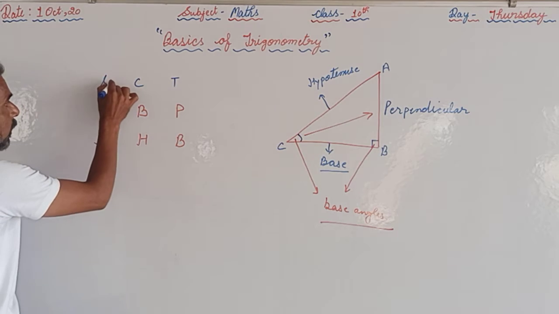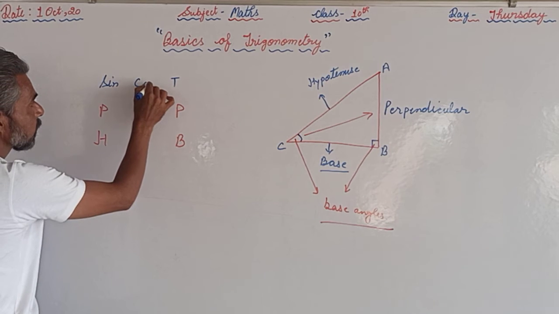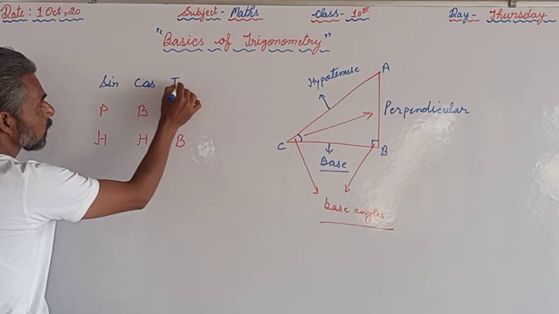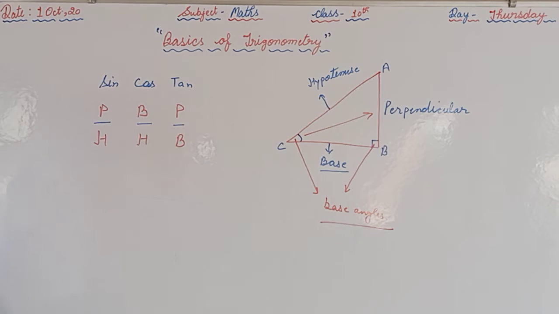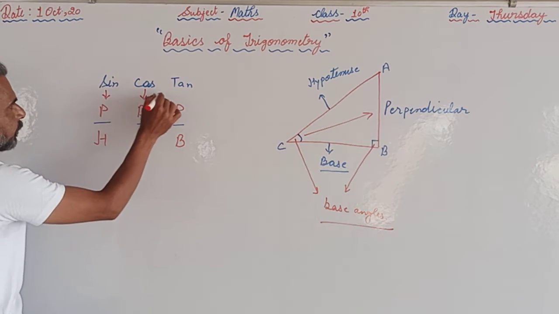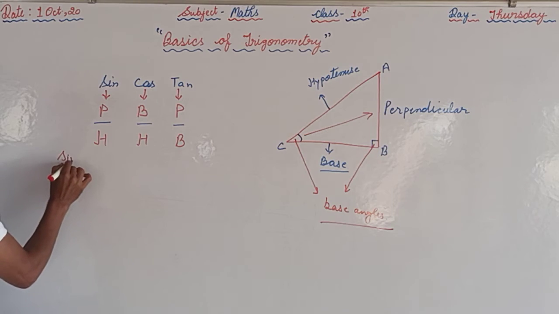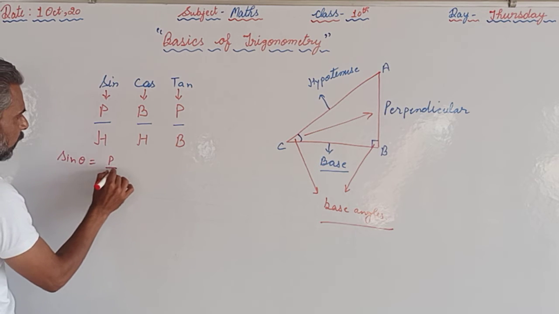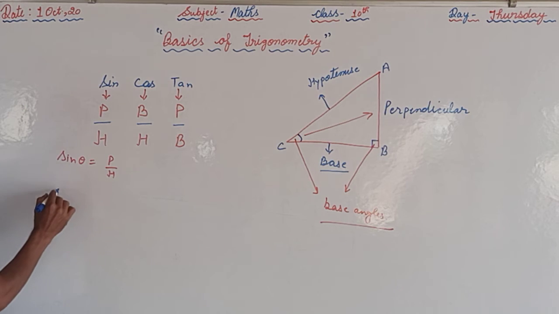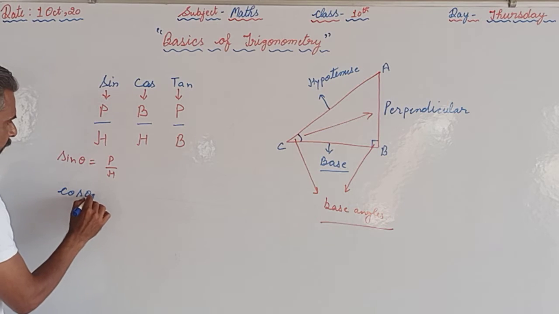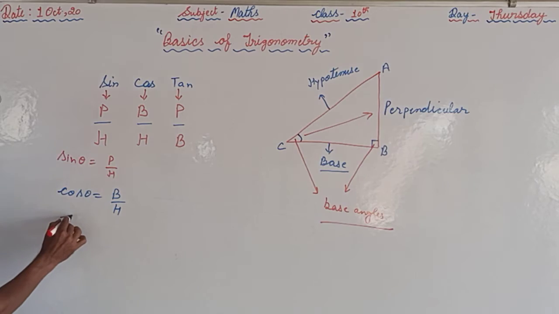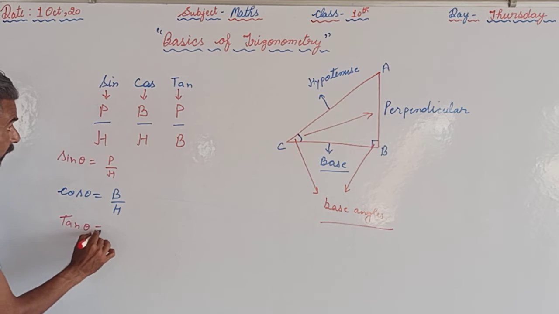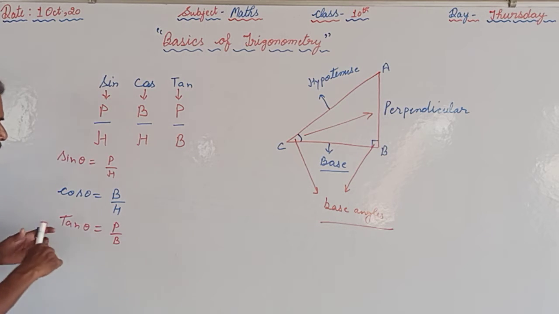S means sine, C means cos, T means tan. Now here we will put the sign like this. So from here we got sine theta is equal to P upon H, and cos theta is equal to B upon H, and then tan theta is equal to P upon B.